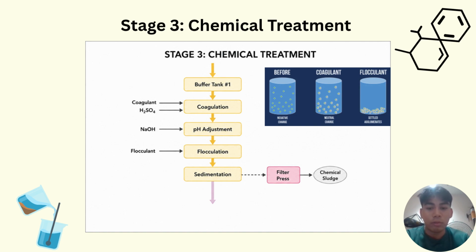Next, it will enter the flocculation tank, which creates even bigger flocks from the coagulation tank, with the particles forming bigger and bigger flocks. After that, it will go to a sedimentation tank, where the flocks drop down to the bottom of the tank via gravity. The sludge from the chemical treatment will go through a filter press and then exit out as chemical sludge. And now we will continue to the fourth stage.